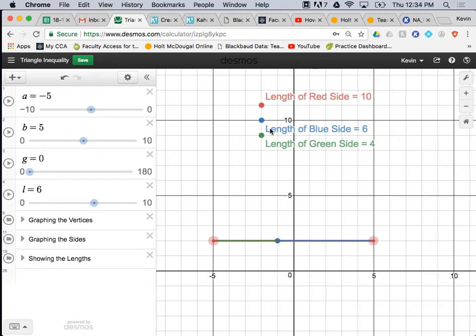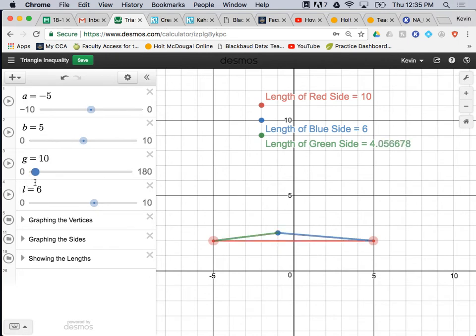Now, let's look at the maximum value. What's the maximum value of the green side? 16. How do I get 16? 10 plus 6. Can the green side actually be equal to 16? No. Can it be equal to 4? No. So how would you describe the range of the side values? 4 to 16. There's one word. Exclusive. It's 4 to 16 exclusive because it doesn't include 16 and 4.